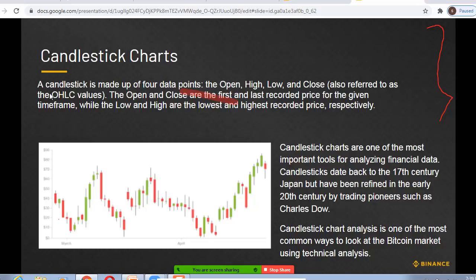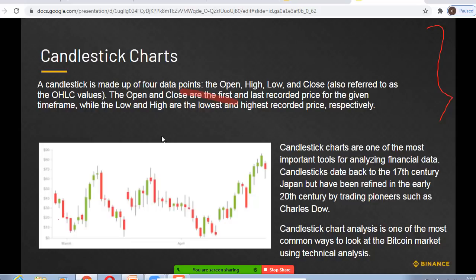Now, a candlestick chart is made up of four data. So we have the high, low, open, close, and this is referred to as the OHLC values. It is very important. The open and the close are the first and the last recorded price for the given time frame. I will show you practically, don't worry about that. Then the low and the high are the lowest and the highest recorded prices respectively.